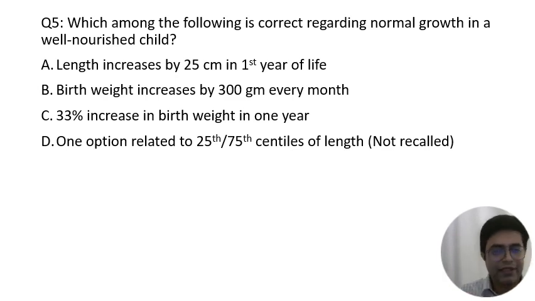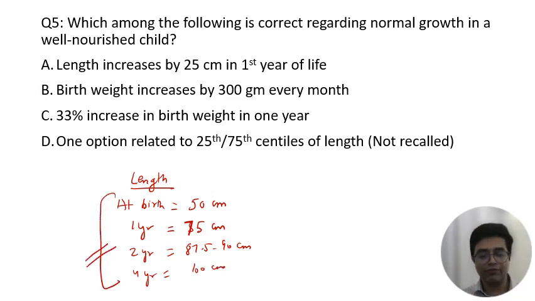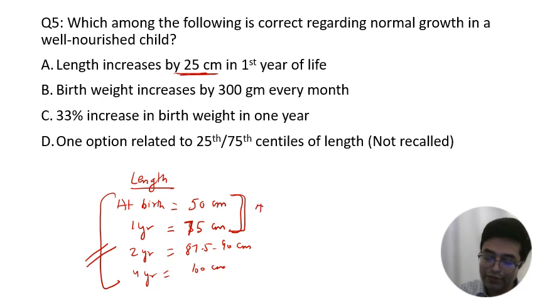Now, in any pediatrics class, wherever you have read, you must have read that when you talk about length of a child, at birth, the length of a child is about 50 centimeters average, right? At 1 year, it becomes 75 centimeters. At 2 years, it becomes 87.5 to 90 centimeters, and at 4 years, it becomes 100 centimeters. This entire thing has been asked multiple times in various ways, and in question number 5, option A, length increases by 25 centimeters in first year of life. So when the first birthday is complete, how much does length increase? It is 25 centimeters, and that is the correct answer.